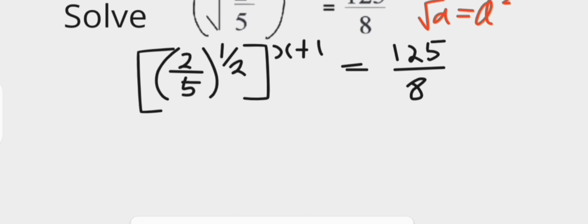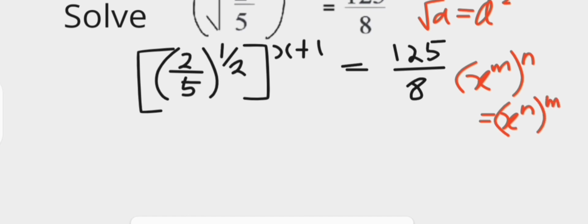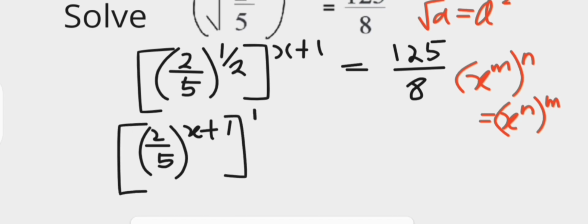So on the left-hand side, we are going to swap the exponents. I mean, if we have x raised to power m, then raised to power n, we can actually write it as x raised to power n, then raised to power m, so that the left-hand side becomes (2/5) raised to power x plus 1, then everything raised to power half, and on the right-hand side, 125 over 8.